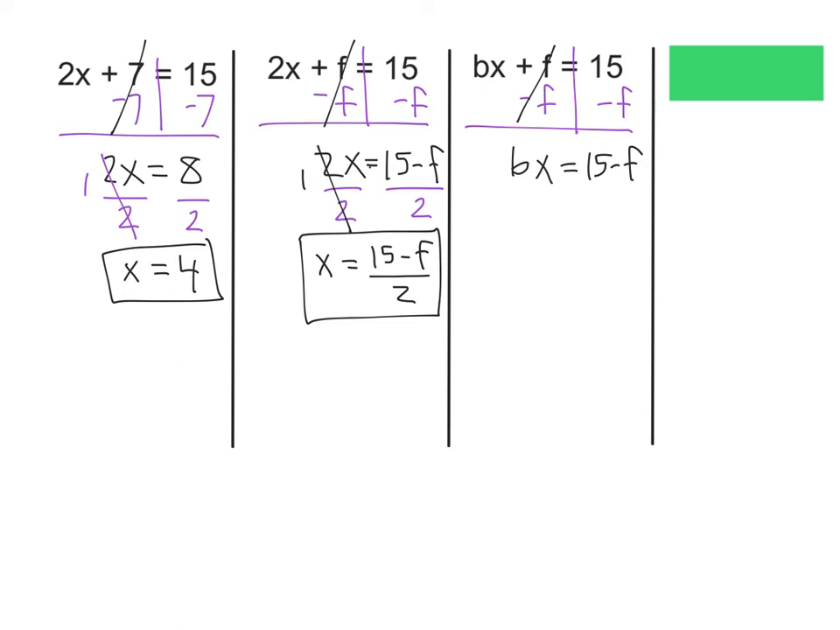Now if I want to get x alone, I need to divide by b. I need to get rid of that b, because b over b is 1. But if I divide that side by b, I need to divide this side by b. We're left with x equals 15 minus f over b.